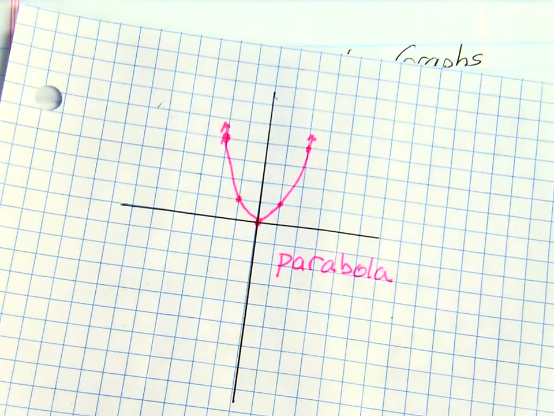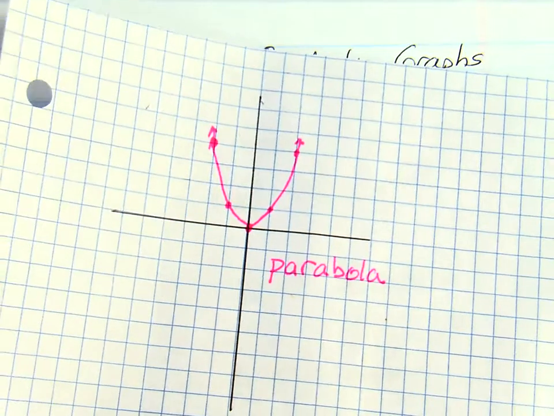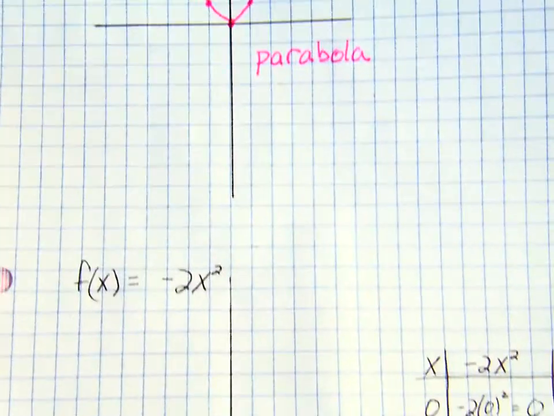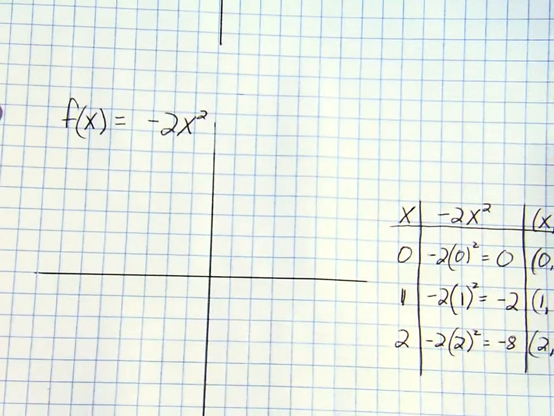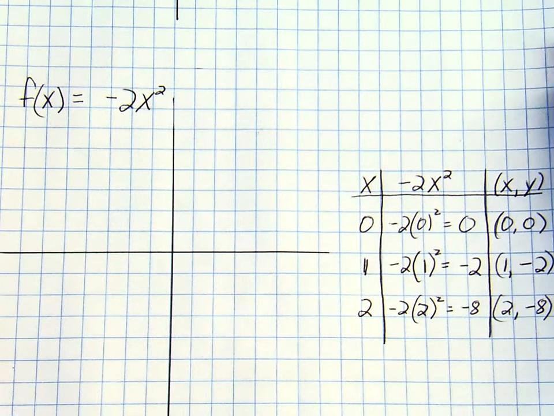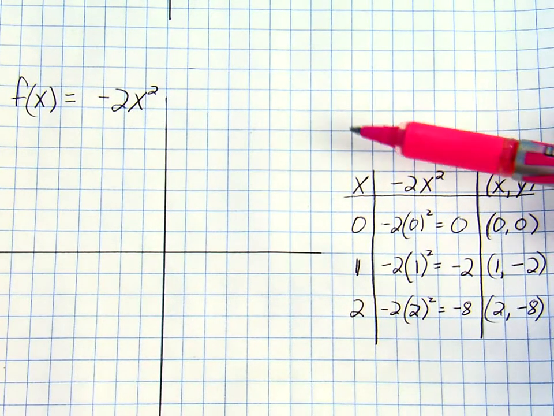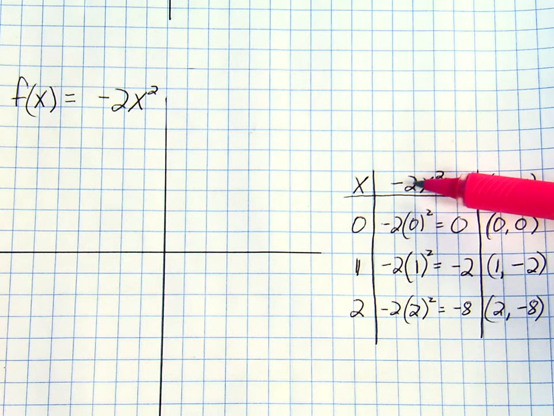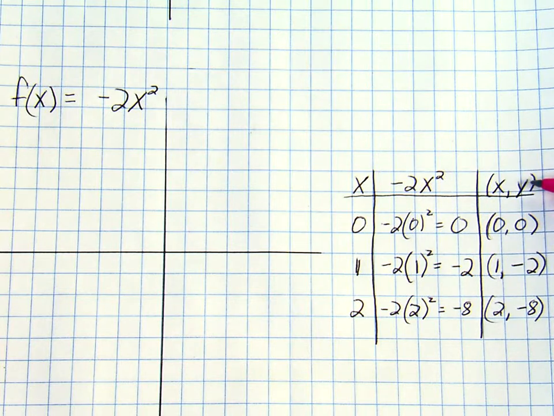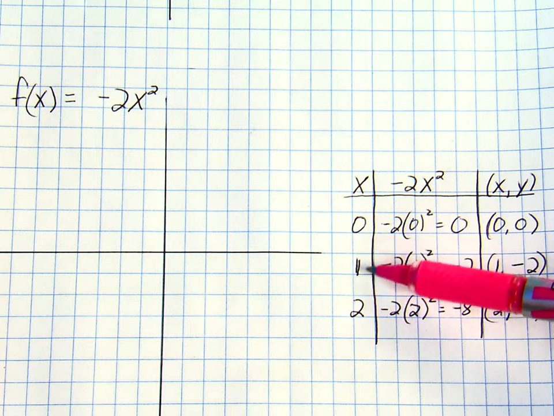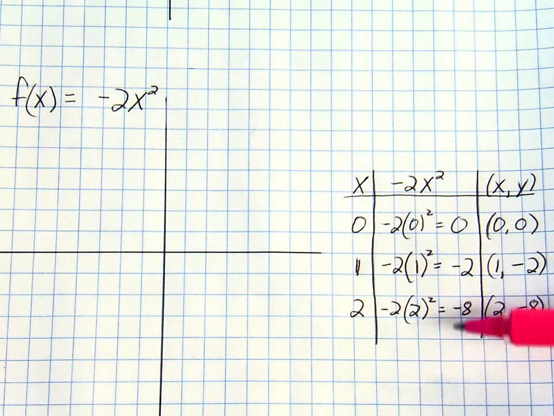Now, let's look at actually graphing one of these. I'm still moving very slowly so that the camera doesn't jam on us. We are going to graph f of x equals -2x squared. And here I've made my chart. I've made my x, my -2x squared, and then here are my points. I have put in 3 points, 0, 1, and 2.